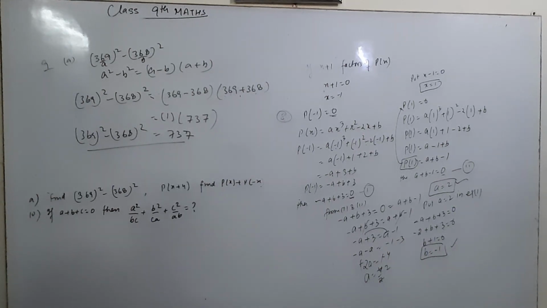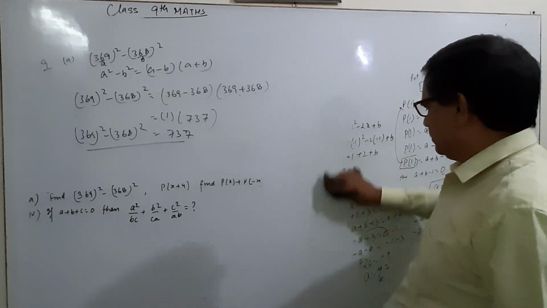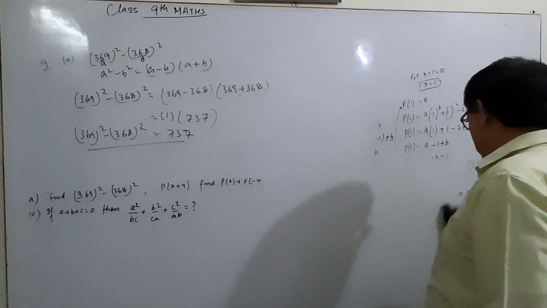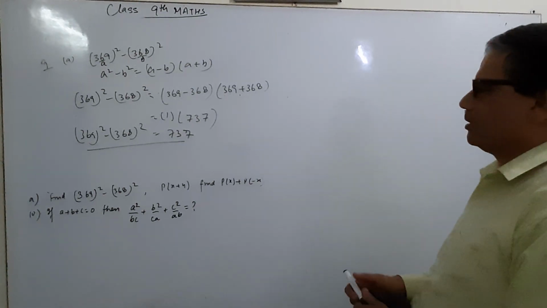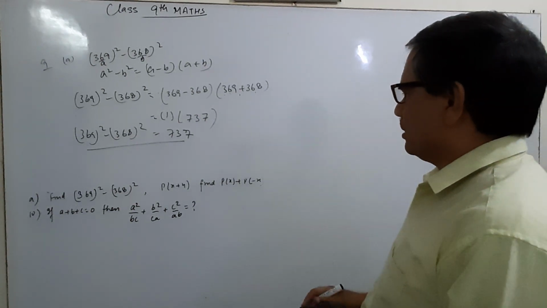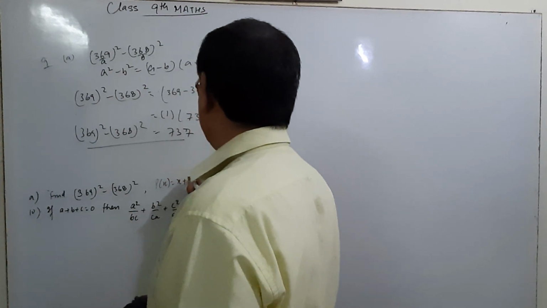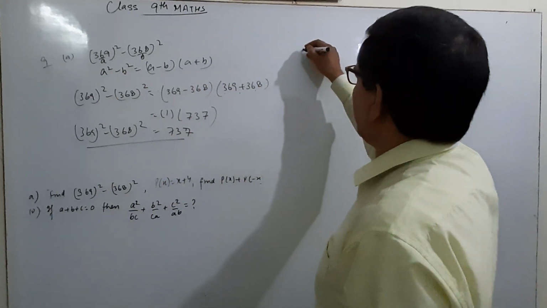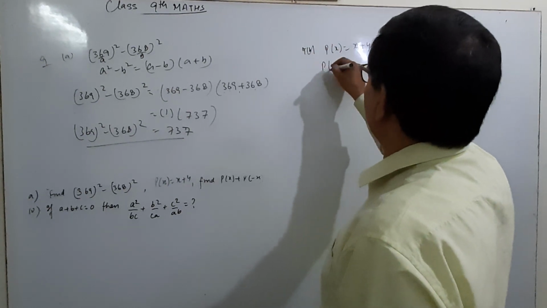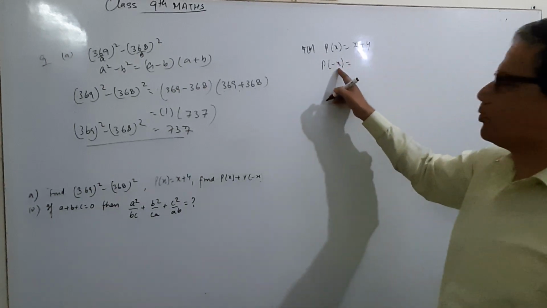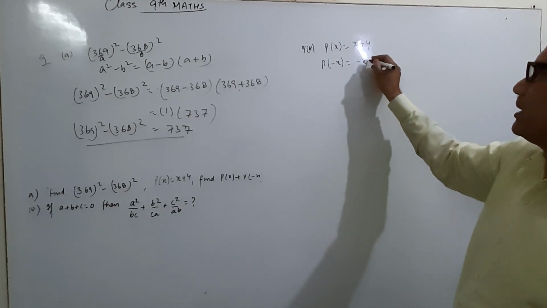And now question number 9, B part. Question was P(x) is equal to x plus 4. Then P(minus x) means we have to put minus x in place of x, not in place of 4. So that means minus x plus 4.